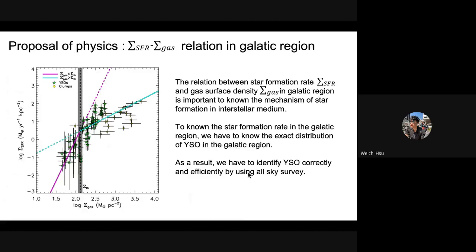Okay, next. So why we want to find more YSO is because if we find more accurate and more YSO, we can calculate the star formation rate in the galaxy region correctly, so that we can know more about the star formation rate and gas surface density relation in the galactic region. And it is important to know this relation because it is important to know the mechanism of star formation in the interstellar medium. Okay, so the data part is for Xu Weiji.